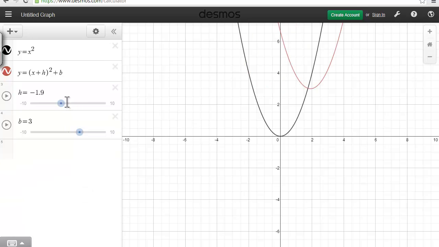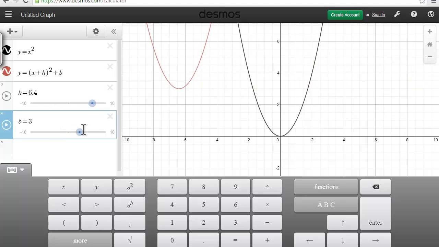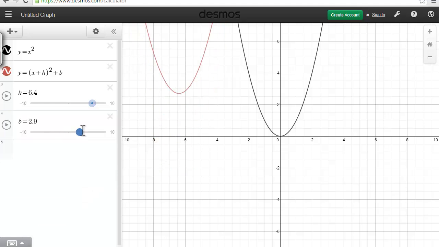But let's see what happens if we move h. This one's a little different. If we move it to the negatives, it's moving right. To the positives, it's moving left. And the b, how does it move? It moves it up and down directly.